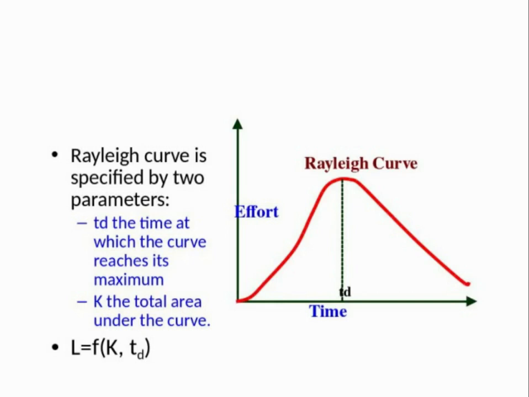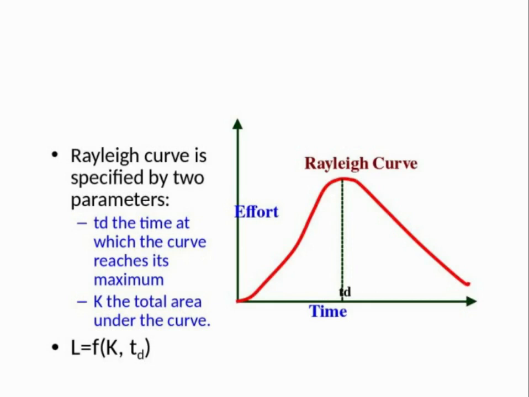This is the Rayleigh curve. It is specified by two parameters. The size of the program is a function of K and Td, where K is the total area under the curve. It is directly proportional to the effort required. And Td is the time at which the curve reaches its maximum.